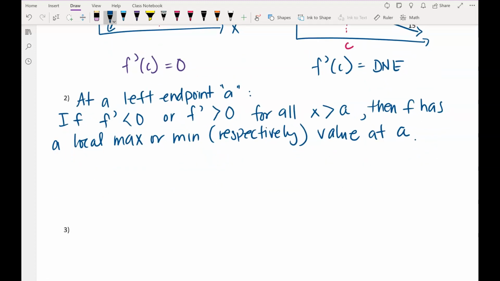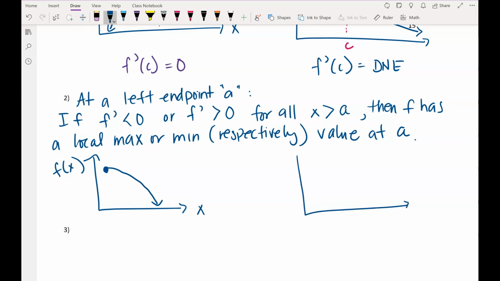Left endpoint. So the endpoint is always a bit more tricky. So a sketch. So here's f of x, here's x. I'm going to do a left endpoint. So here we go. Okay, can you see that's on the left side of my curve? Well, this is saying that if it's on the left side, and I'm going to do another one that's also on the left side. Okay, so x, f of x, and here's the left side endpoint. Like that. Okay, so can you see that both are on the left side here?